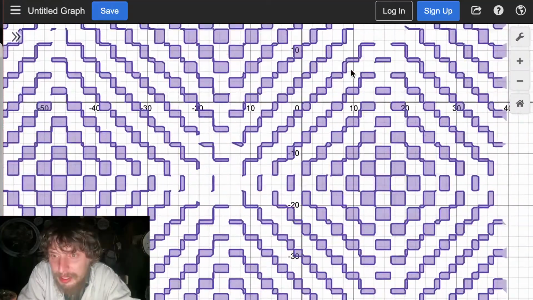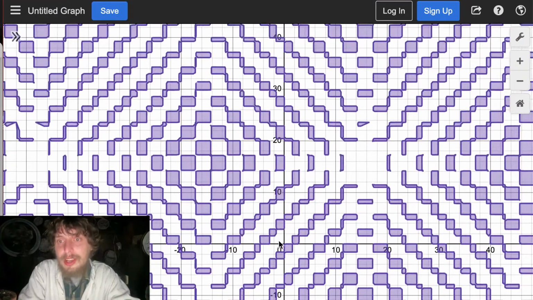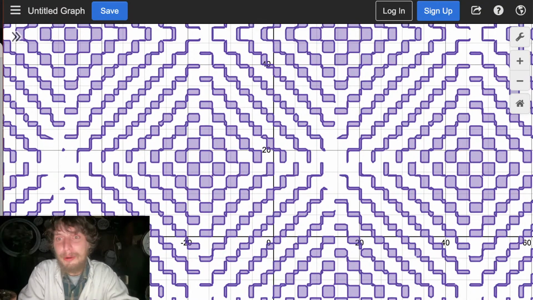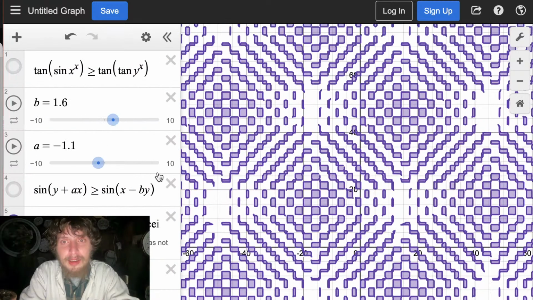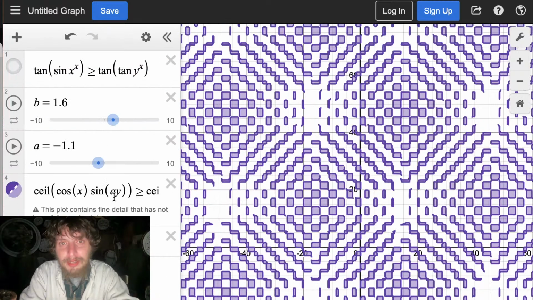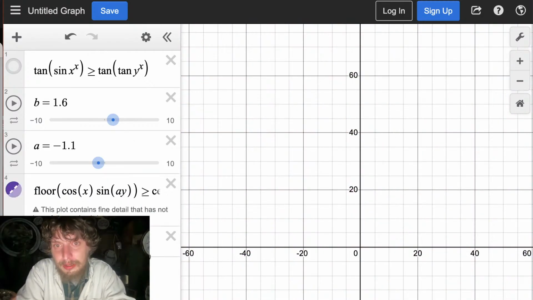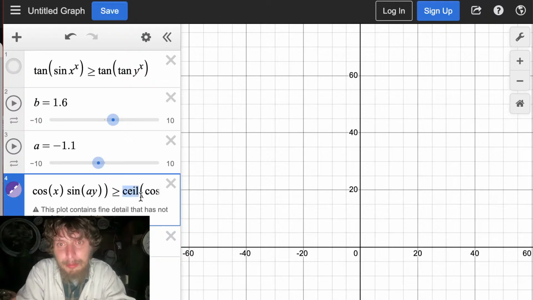Okay, where was 0, 0? There we go. So 0, 0, interestingly, is not in the middle of an arena or a checkerboard. It's at a pretty arbitrary looking spot. Now, I like this one, so let's fiddle around with that. This one was when we had ceilings, so I'm going to turn these into floors or rounds to begin. Floor and ceiling there messed everything up.